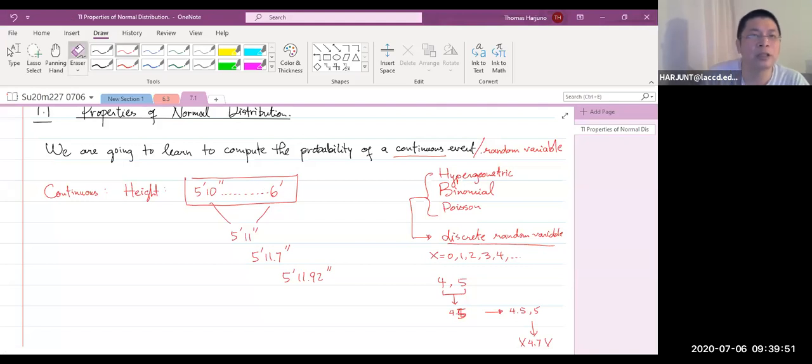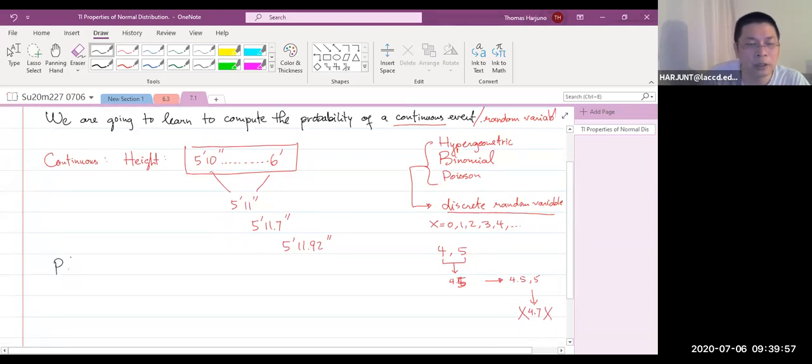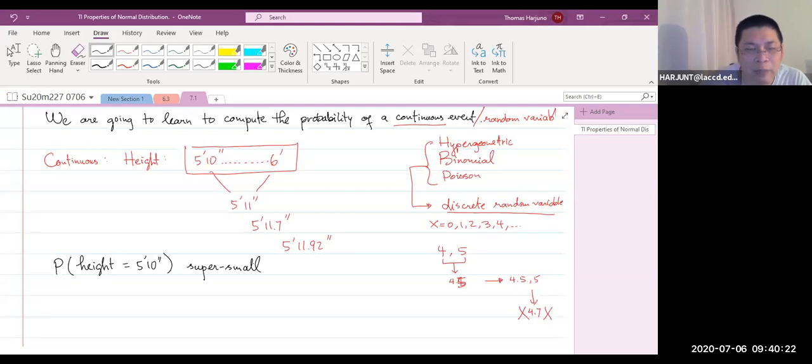Okay. Now the thing is, because of this situation, the probability of somebody's height being exactly 5'10" is actually super small. Because when you ask me what's my height right now, I tell you 5'10", but when you actually measure it, it may be 5'10.2". So the probability of one single number of that continuous value is near zero, such that we don't actually compute it that way.